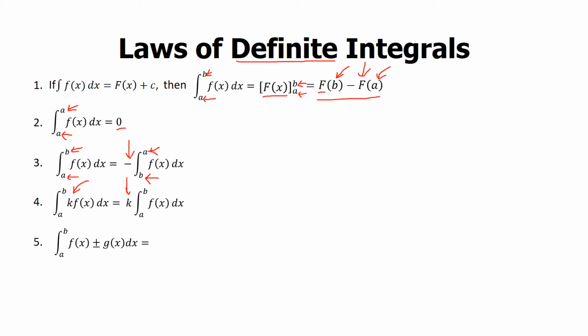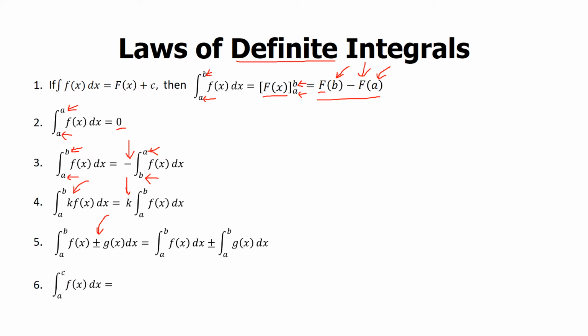Number 5, integration of a to b f(x) plus minus g(x) dx equals, I think you also know what the answer will be, because it is also very similar to indefinite integrals. If there are two functions, either plus or minus, inside the integration, then we can integrate them separately. So it becomes integration of a to b f(x) dx plus minus integration of a to b g(x) dx.